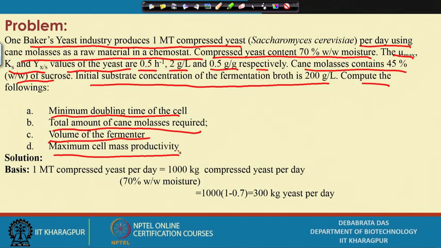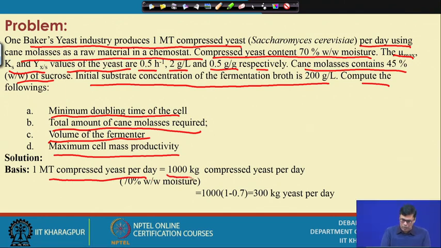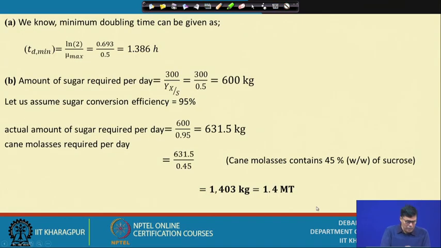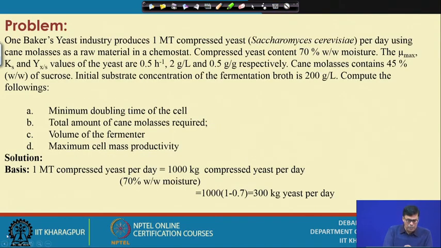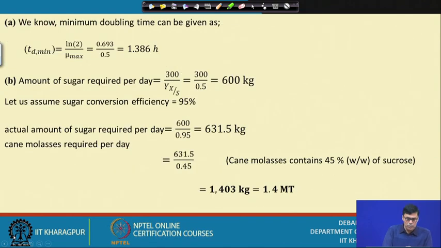So when you start with 1 metric ton of compressed yeast per day, what do you mean by that? 1 metric ton means 1000 kg compressed yeast per day. It contains about 70% moisture, so how much total solid will be there? 30%. Naturally 1000 into 0.3, that will be 30 kg dry yeast to be produced per day. Am I right? Now first we shall have to find the minimum doubling time. So what is the minimum doubling time?